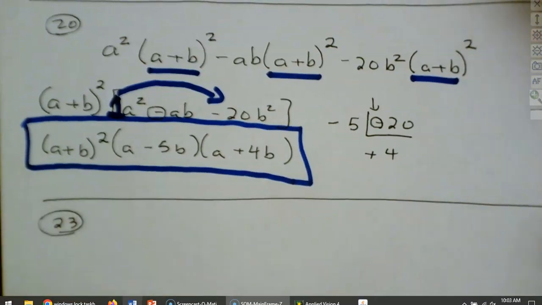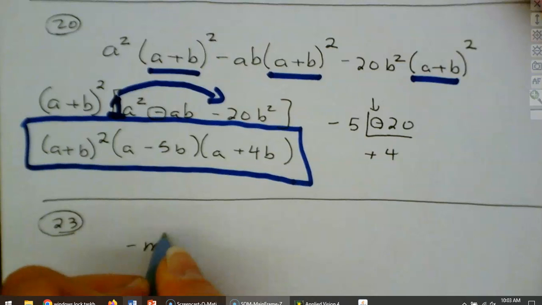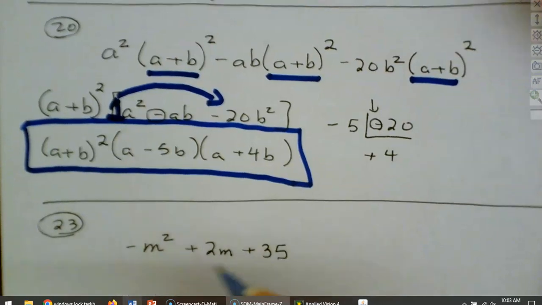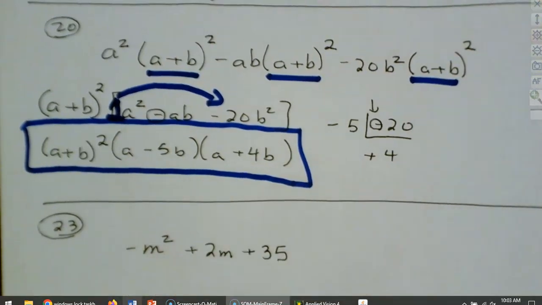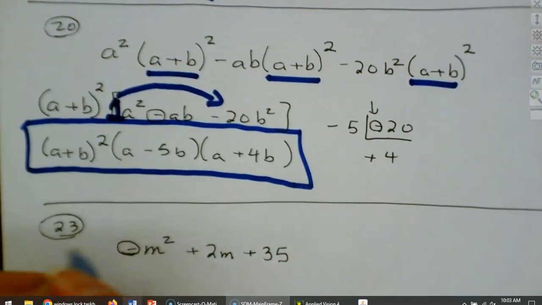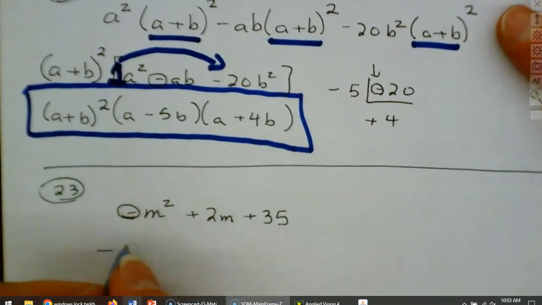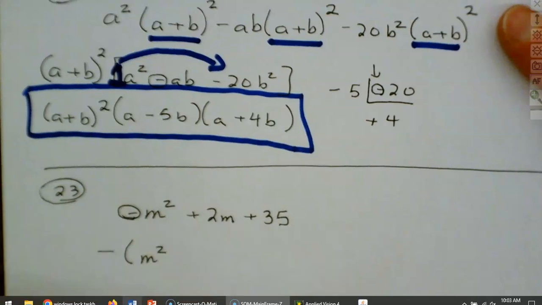Okay, question 23. Minus m squared plus 2m plus 35. What would we do here? Well, if I gave you this one and I said factor it, what do I need to do first? This begins with a what? Negative. So, first things first, negative comes out. What does that do? Reverses the signs. So that makes it a minus 2m, right? And a minus 35.